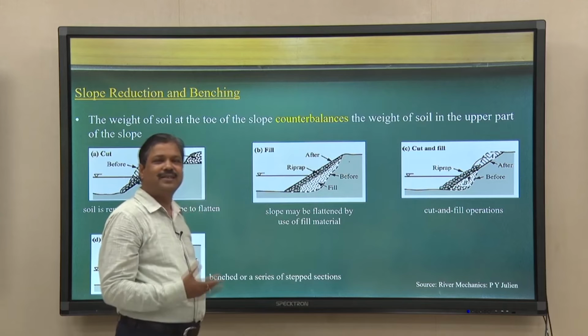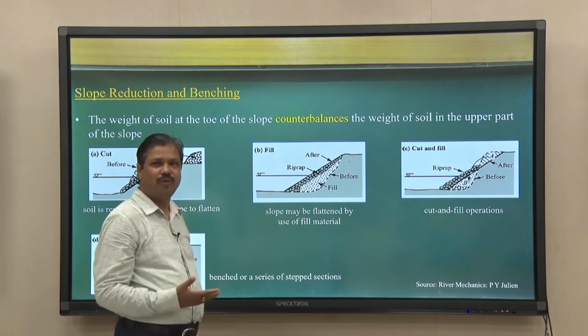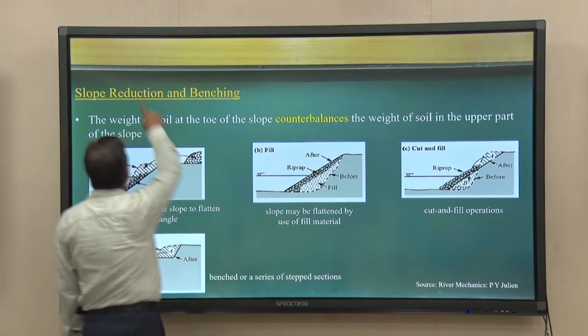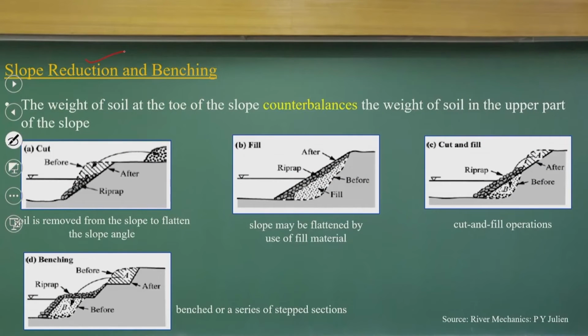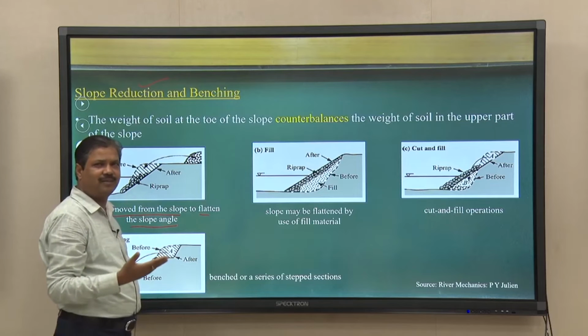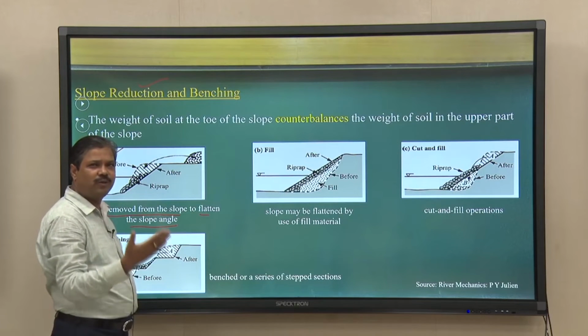The basic concept is that you change the slope, that is, reduce the slope. That is what is called slope reduction, or the benching process. It is a very simple thing. For example, the soil is removed from the slope to flatten the slope angles. Basically, you try to make a slope reduction method. The bank slope you want to reduce.